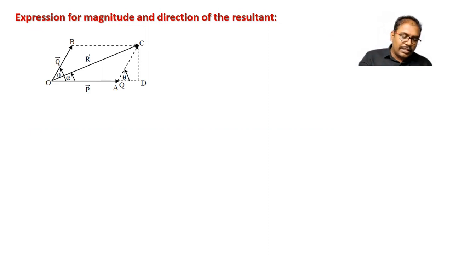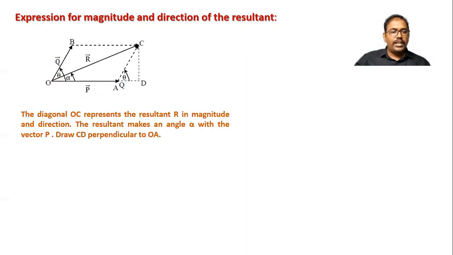Now I can consider this P bar to represent the first side, and Q bar to represent the adjacent side. They are starting from a common point. Theta is the angle of inclination between P and Q. Then this diagonal OC represents the resultant R. That resultant we have to find out.